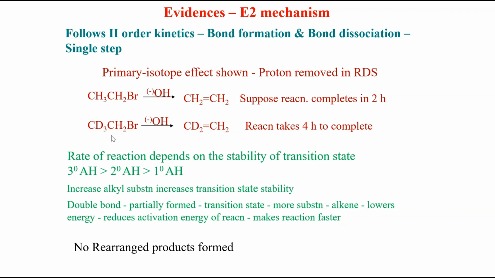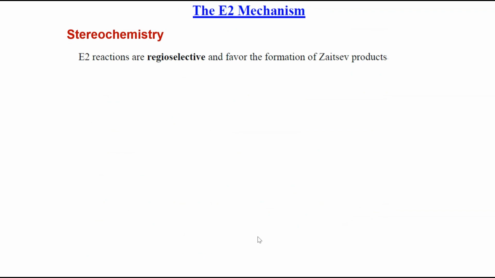And as it occurs in a single concerted step, there is no rearranged product formed. These are the evidences which are given in support of the mechanism of the elimination reaction. Stereochemistry of elimination plays a very important role, and this elimination reaction is found to be regioselective. It is said that it favors Zaitsev's product and it follows Zaitsev's rule.